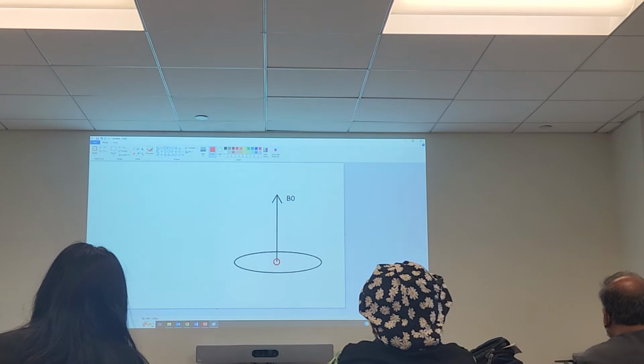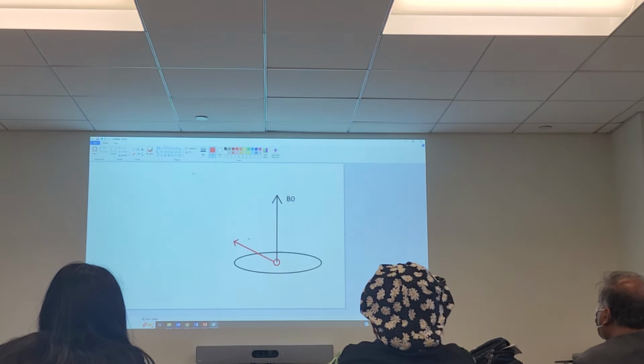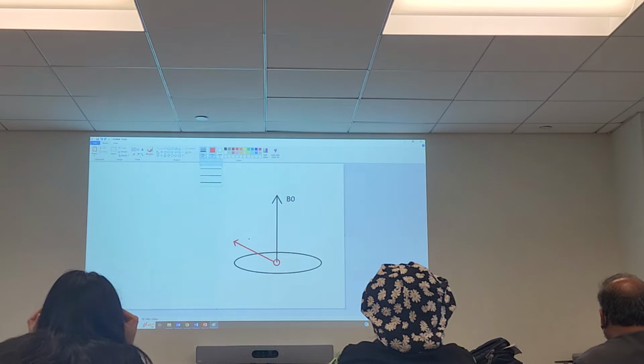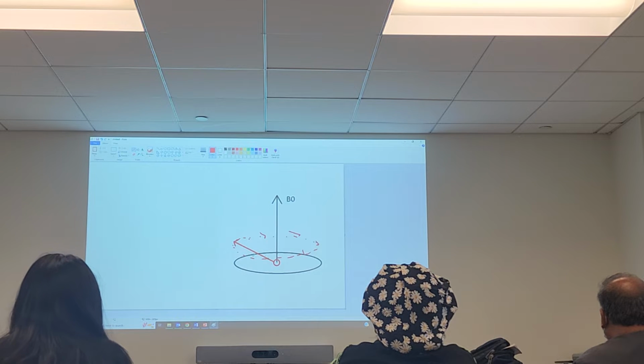And it's spinning around, right? So it's spinning this way, and it's spinning around. Bigger. Spinning around in a circle like that. Right? Spinning, spinning, spinning. Spinning around. Okay?